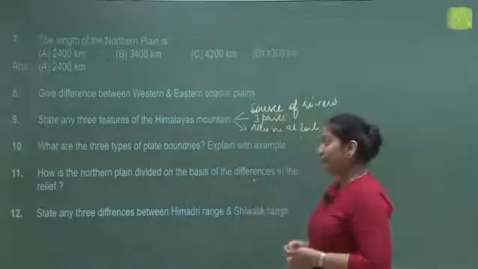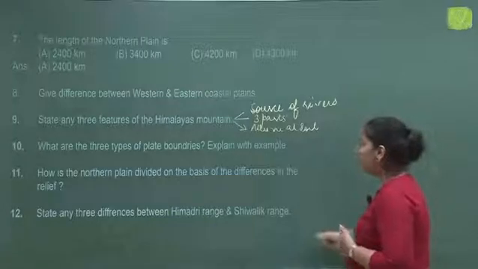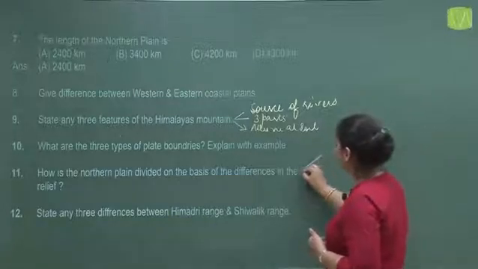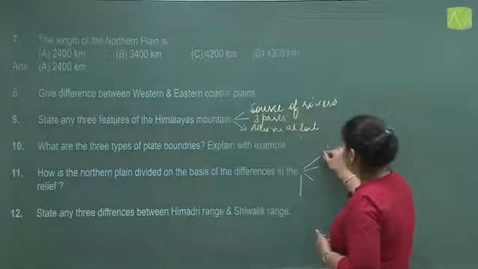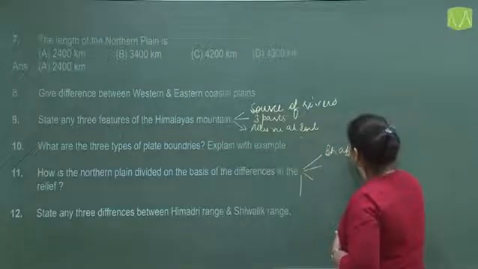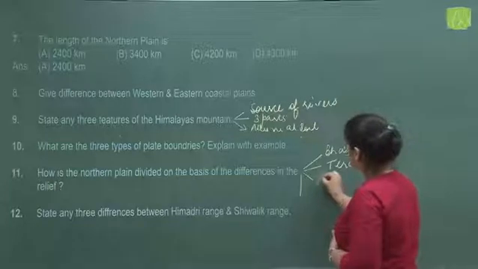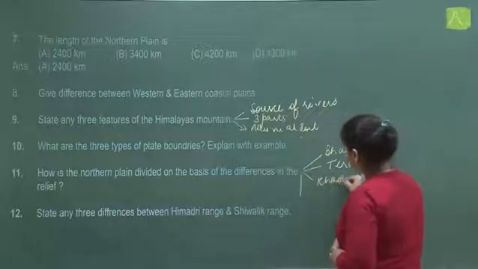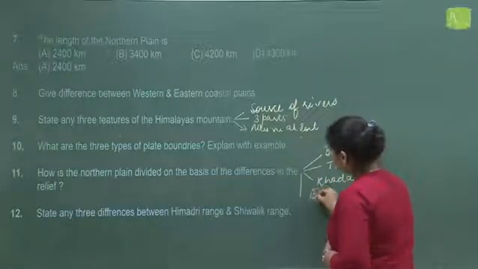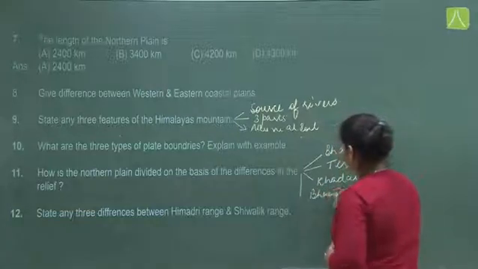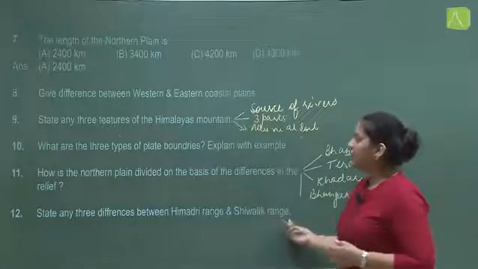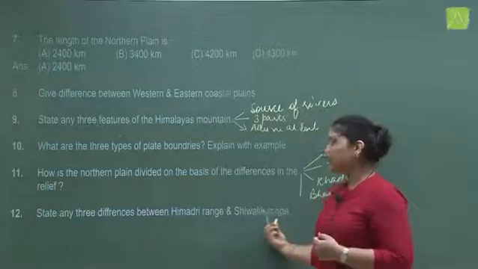Next question, 11th question, you have to tell on the basis of relief features, they are divided into 4 parts. First is Bhabar, second is Tarai, the third one is Khadar and the fourth one is Bhangar. State any 3 differences between Himadri and Shivaliks range.